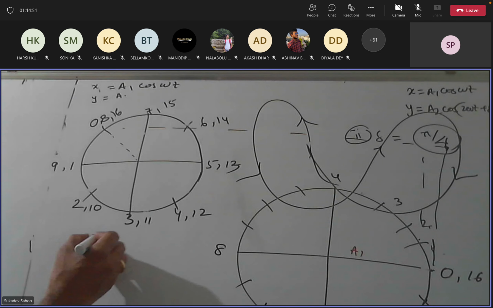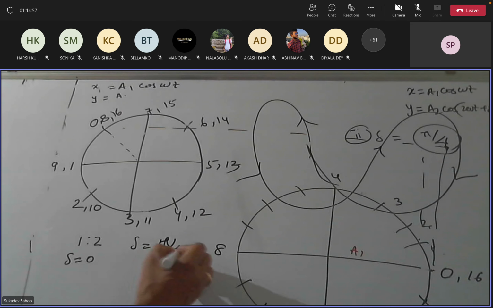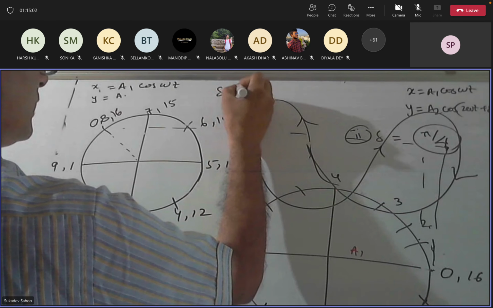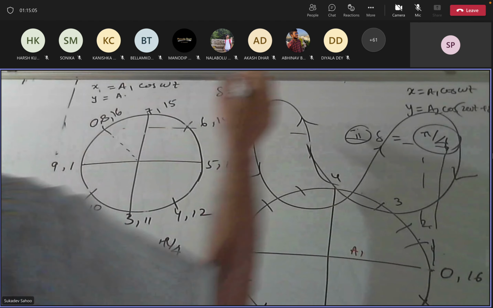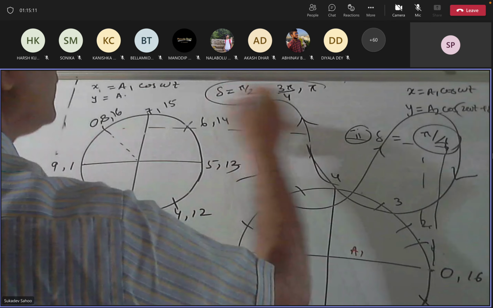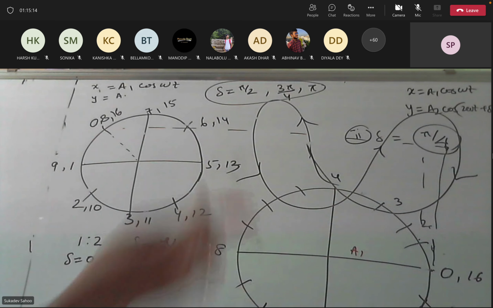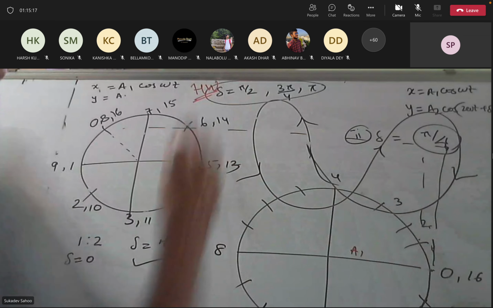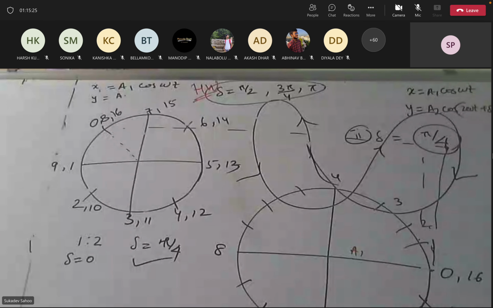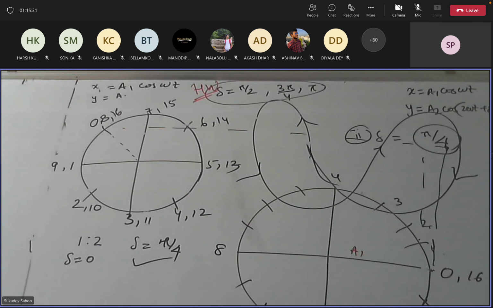If the frequencies are given 1:2, delta equal to 0, already we have discussed. Delta equal to pi by 4, we have discussed. Then you can note down other points. Case 3, that is delta equal to pi by 2 and 3 pi by 4, then pi. These 3, all of you take as your HW. This HW will be converted into EW, examination mark. So all of you will try to draw these Lissajous figures taking delta equal to pi by 2, 3 pi by 4 and pi.